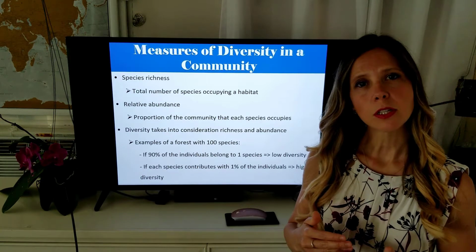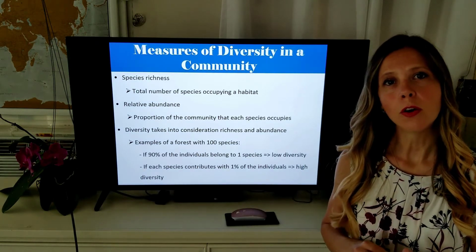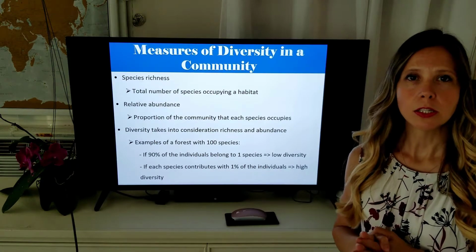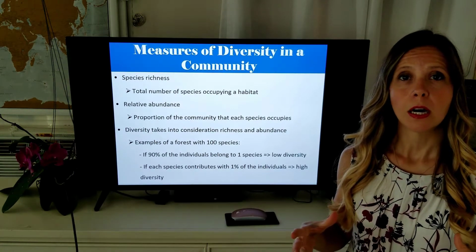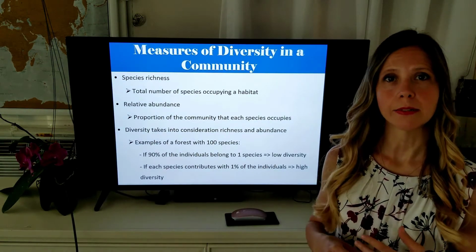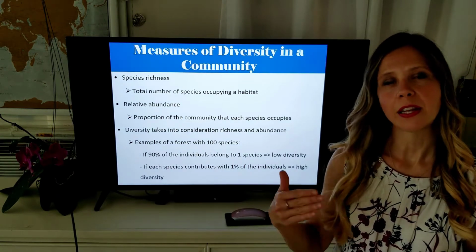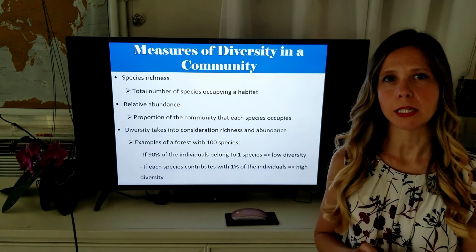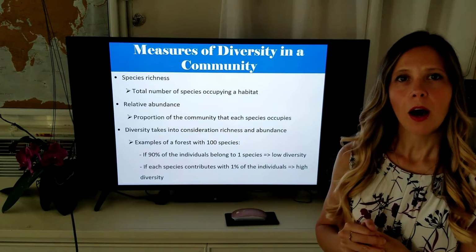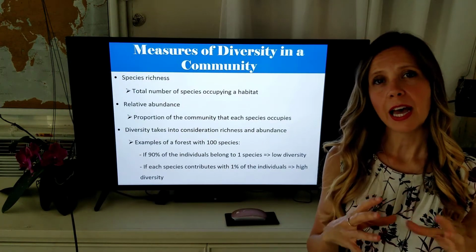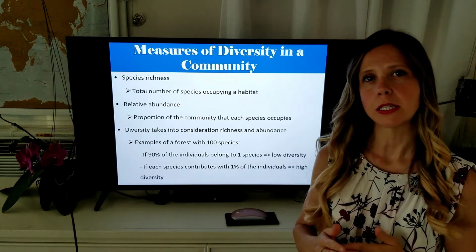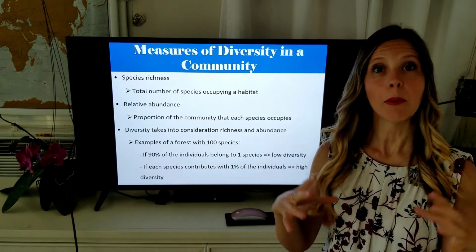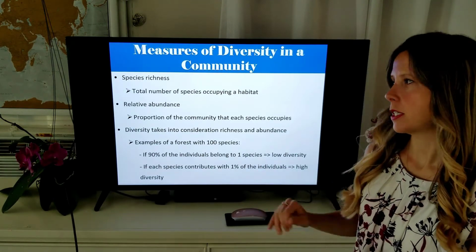The diversity of the community would be considered low if we had one species that was dominating that community. So let's say 99% of the community was made up by a single species, whereas the other 99 species only made up 1% of the community. This would be considered low diversity. On the other hand, if we had each of those 100 species in the community contributing 1% of that community, now we would have a high diversity.